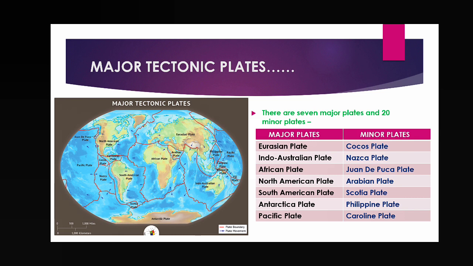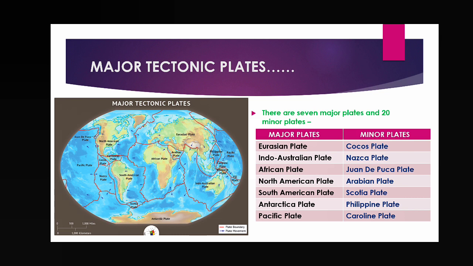So I have told what? 7 major plates, bigger plates covering a larger area, and 20 minor plates covering a small area. This thing you have to remember. So now come and see and check the major plates. Here one clue you can use: there are 7 continents present and major plates are also 7, but all are not continental plates. Some plates are also oceanic plates.